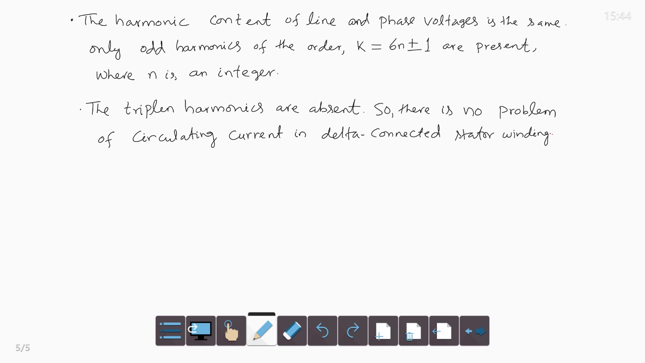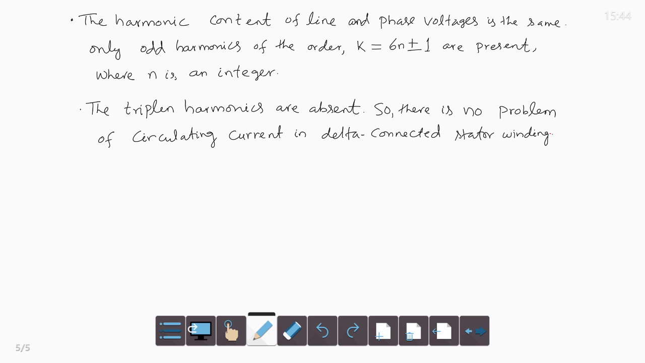The harmonic content of the line and phase voltages of a stepped wave VSI is the same. Only odd harmonics of the order k equal to 6n plus or minus 1 are present, where n is an integer. So for n equal to 1, the harmonics are 5th and 7th; for n equal to 2, the harmonics are 11th and 13th. Like that, 6n plus or minus 1 are present.